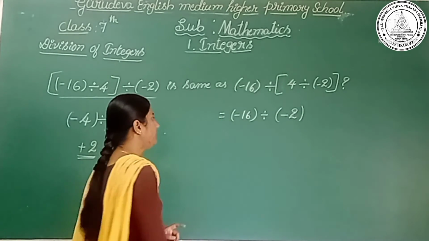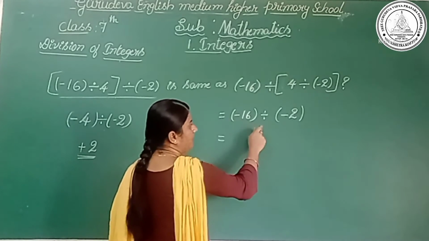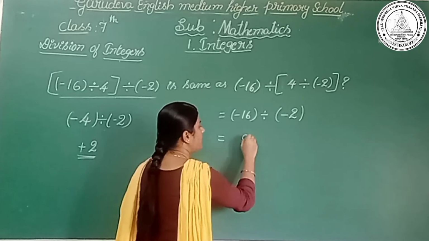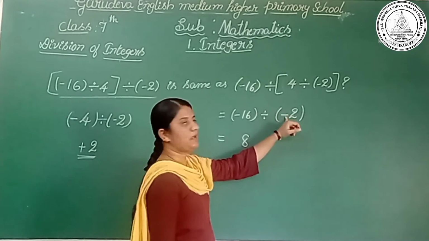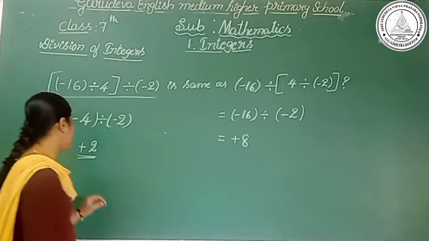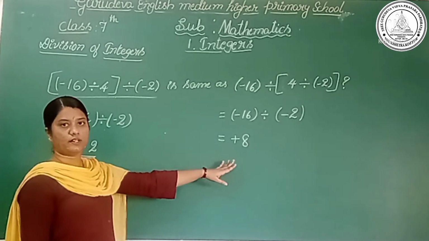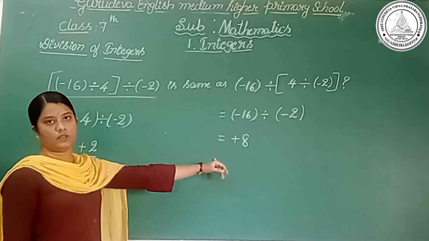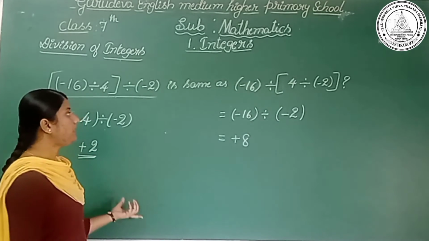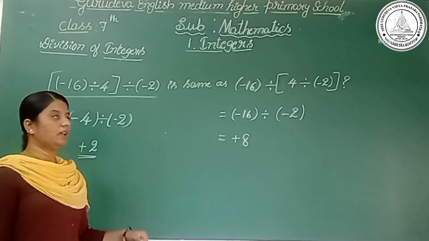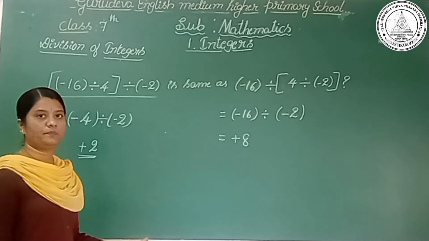Okay, so now you divide here, minus 16 divided by minus 2. So 2 how much is 16? 2 8s are 16, minus divided by minus is plus. Okay, so now you check, is LHS equal to RHS? No, why? Because 2 is not equal to 8. So you can say that division of integers is not associative. Alright, is it clear? Yes.